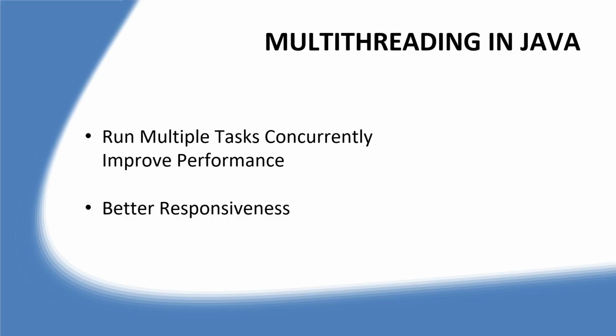Now let's get started. Have you ever wondered how an application can download a file, play music, and still respond to your clicks all at the same time? And also, how can a web server handle thousands of requests without waiting for one request to completely finish before handling another request? The answer lies in one of the most powerful concepts in Java multithreading.